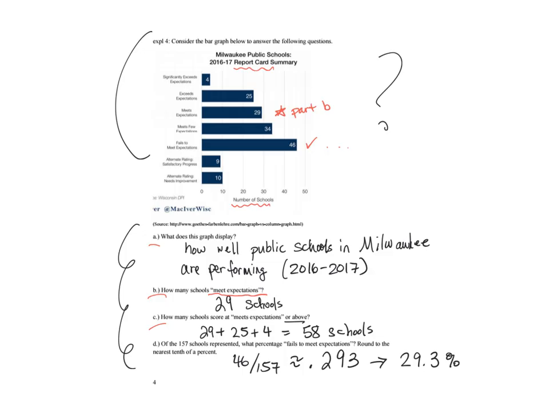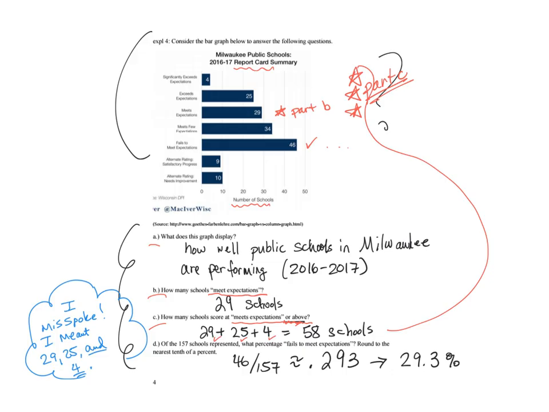Part C says how many schools score at meets expectations or above. And so you've really got to get into the nitty-gritty of their graph there and recognize that we are talking about meeting expectations that we had for the last part, and also exceeding expectations, which you see right above that, and also significantly exceeding expectations. So that's those three numbers, 29, 25, and 5, that I added up to get 58 schools.